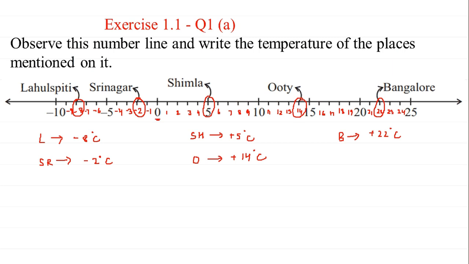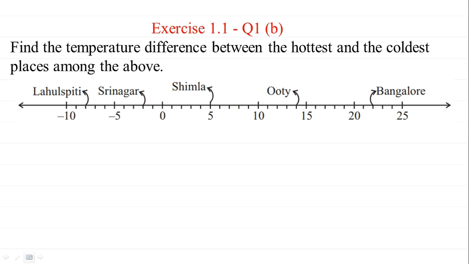Let's move on to the second part. The second part of this question is to find the temperature difference between the hottest and the coldest places among the above. So here the hottest place means the place having the maximum temperature, and the place is Bangalore, and the temperature of Bangalore is 22 degrees Celsius, which we have done in the previous part.